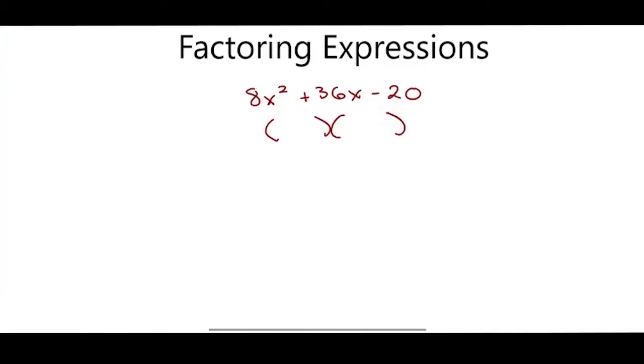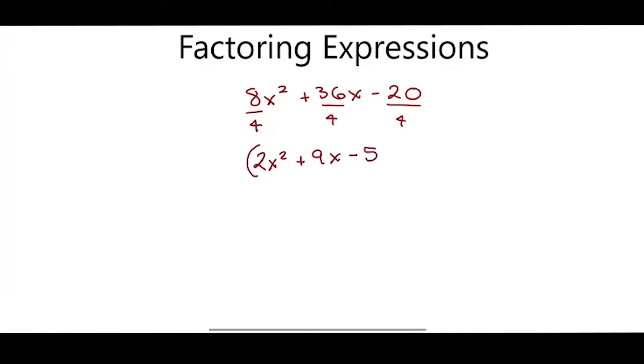So what I want to look for is a common constant that I can factor out. Is there a number that I can divide 8, 36, and 20 all by? There is. I can divide them all by 4. So before I factor into two binomials, I'm going to divide all of them by 4. And that'll give me 2x squared plus 9x minus 5.